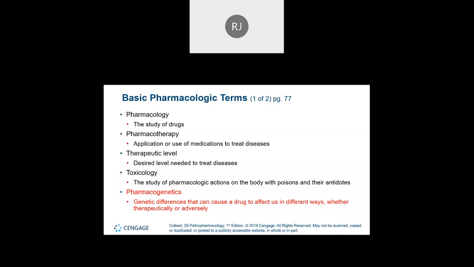Toxicology, the study of pharmacology, actions on the body with poisons and their antidotes. And then pharmacogenetics, which is the genetic differences that can cause a drug to affect us in different ways, whether therapeutic or adversely.